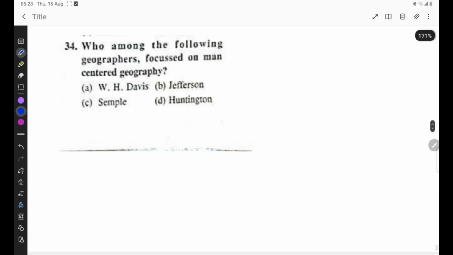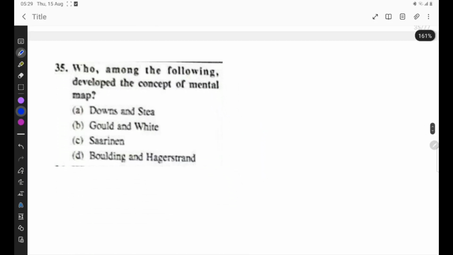Who among the following geographers focused on man-centered geography? W.H. Davis, Jefferson, Semple, or Huntington? The answer is Jefferson. Next question says, who among the following developed the concept of mental maps? The answer is Gold and White.